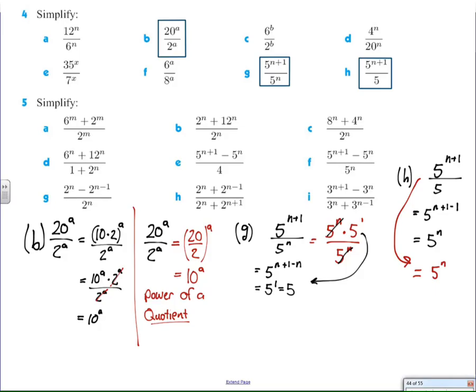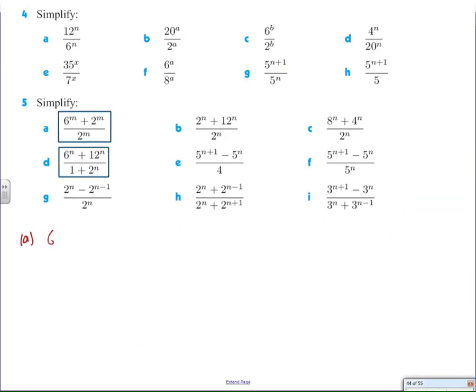Similarly, 5 to the n plus 1 over 5 is going to be 5 to the n plus 1 minus 1, because this is 5 to the 1. Subtract the exponents, we're just left with 5 to the n. Or we could look at it as 5 to the n times 5 to the 1 over 5. 5's divide out, and we're left with 5 to the n.